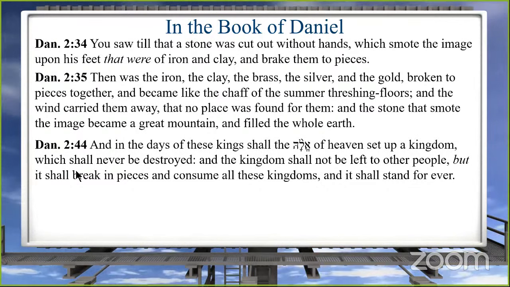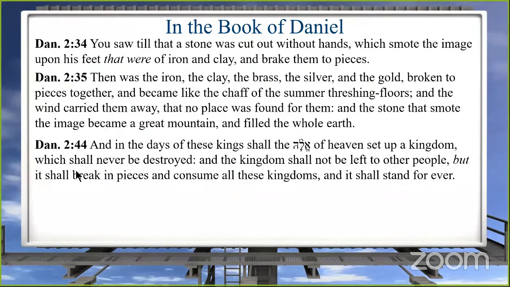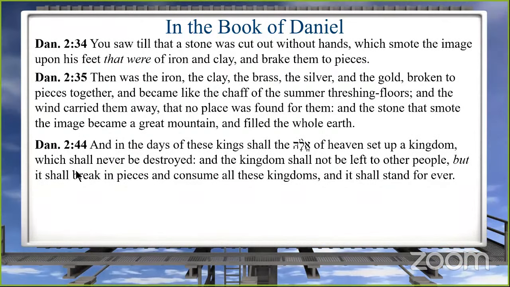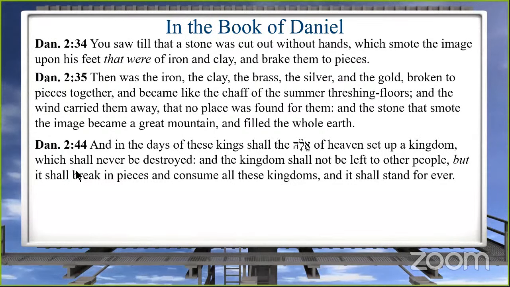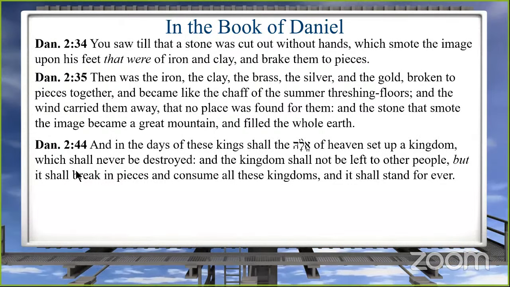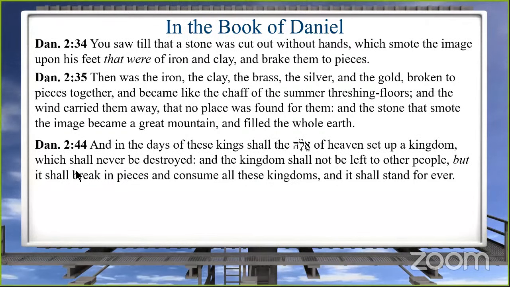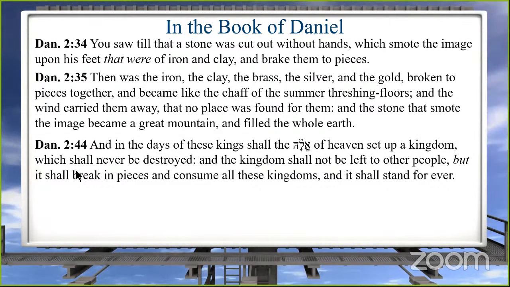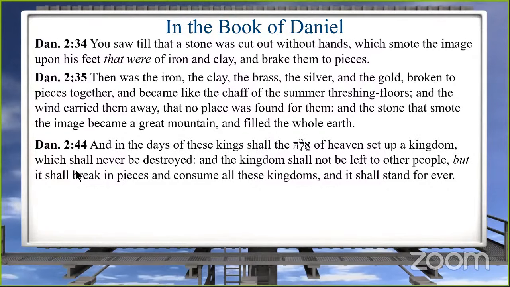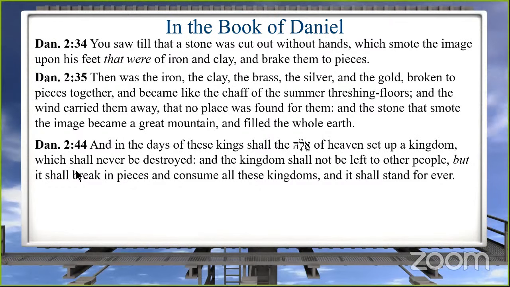You saw till the stone was cut out without hands, which smote the image upon his feet that were of iron and clay, and breaks them to pieces. Then was the iron, the clay, the brass, the silver, and the gold broken to pieces together, and became like the chaff of the summer threshing floor, and the wind carried them away, that no place was found for them, and that the stone that smote the image became a great mountain and filled the whole earth.